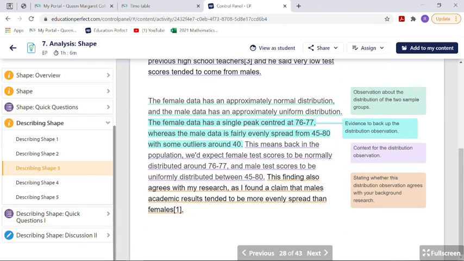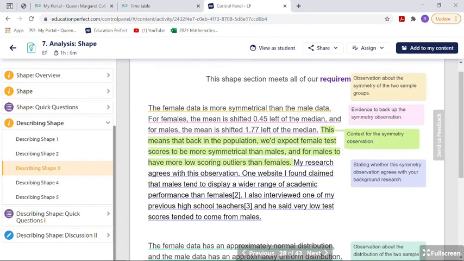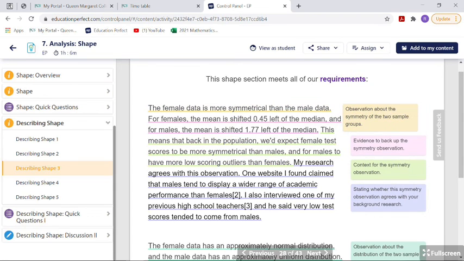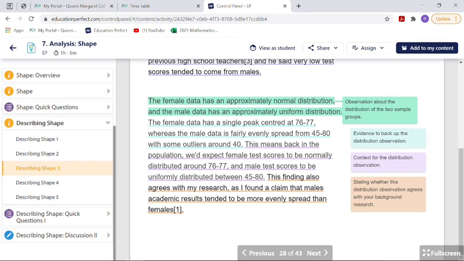And again, why two paragraphs? First one is about symmetry. Second one's about distribution. Okay? So two paragraphs with shape.